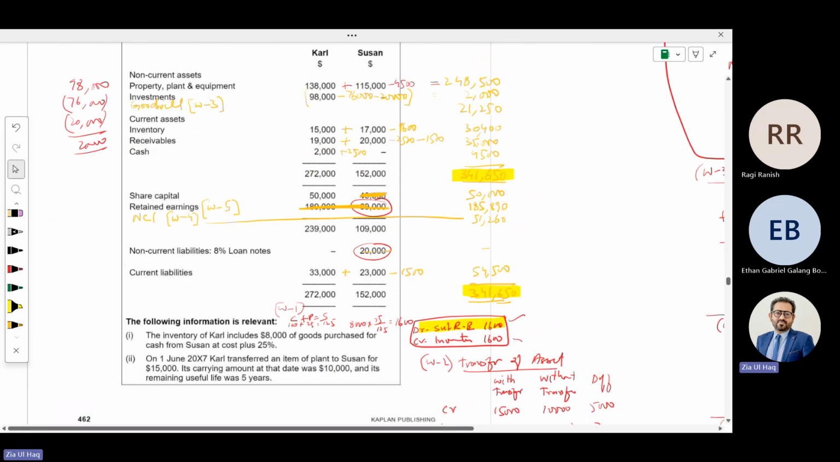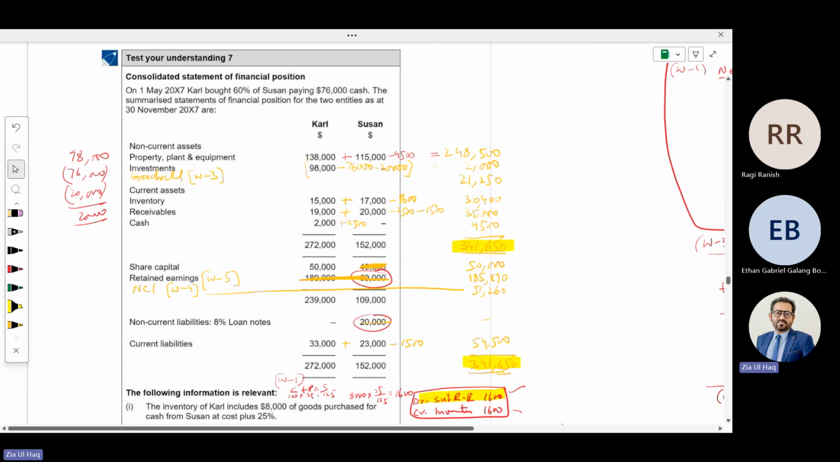But there was a new point regarding investment. Normally, we eliminate investment. But here, in this question, they are saying no. You need to check the investment. If there is other, that you need to report. Don't eliminate investment blindly. Because normally this investment we consider is cash consideration. But in this question, cash consideration was given separately. So good question.